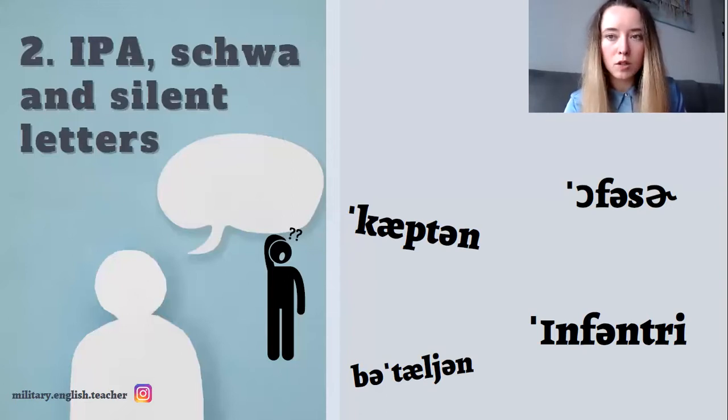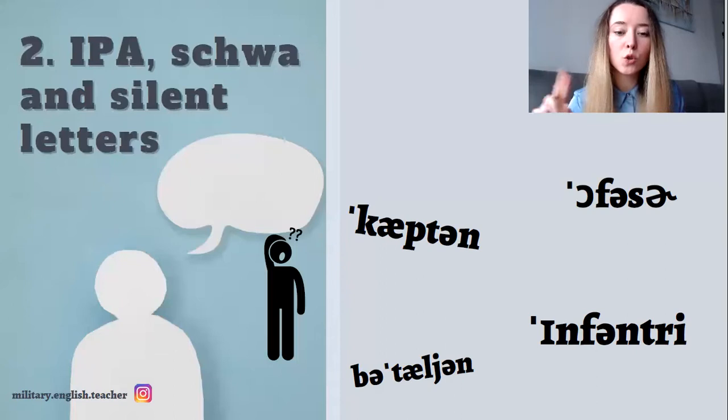Then down on the right, infantry, infantry. Here we have a schwa in the middle. And finally, battalion, battalion. Here again, we can find two schwas in the first syllable and in the last syllable.